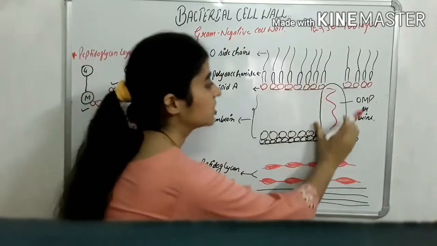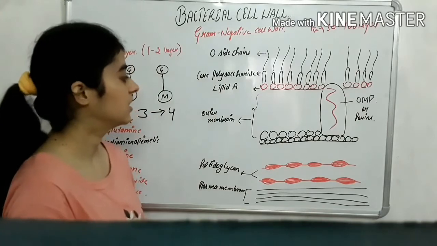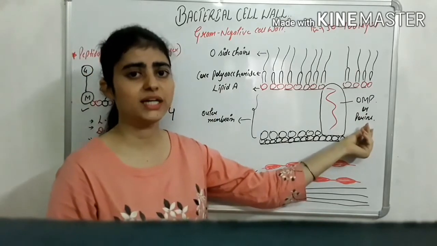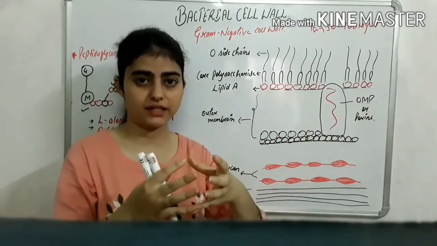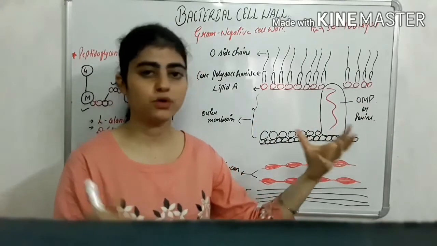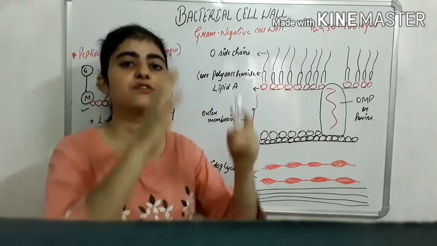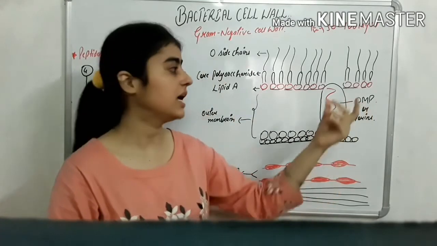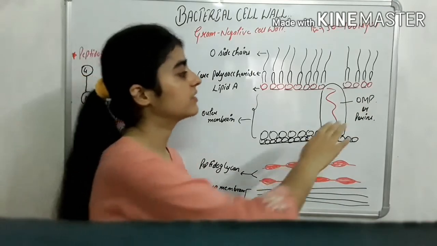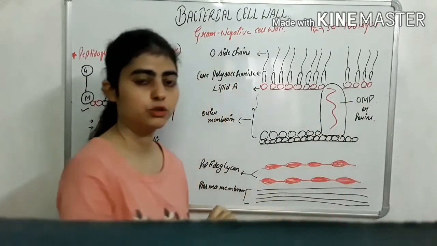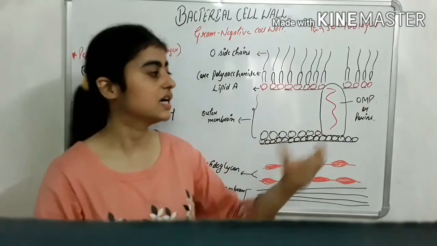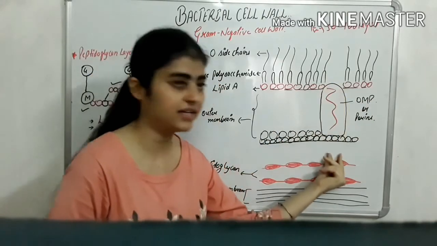Now how are these outer membrane proteins made? At least 3 porins come together and form a cluster. That is called an outer membrane protein. Now what will this outer membrane protein do? After making a cluster, there will be a formation of a channel.